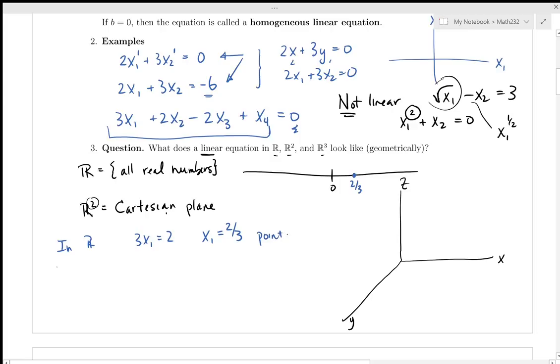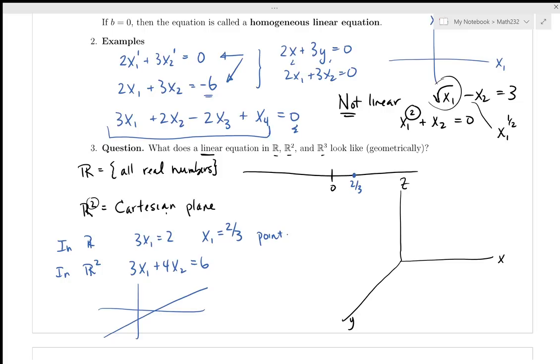Then in R2, we would have two variables. We would write it like this, perhaps 3x1 plus 4x2 equals 6. We would mean all pairs x1 and x2 which make this equation true, and that would be a line, some line like that. So it would be all the points that satisfy that equation. So in R2, a linear equation is a line. In R, a linear equation is a point.